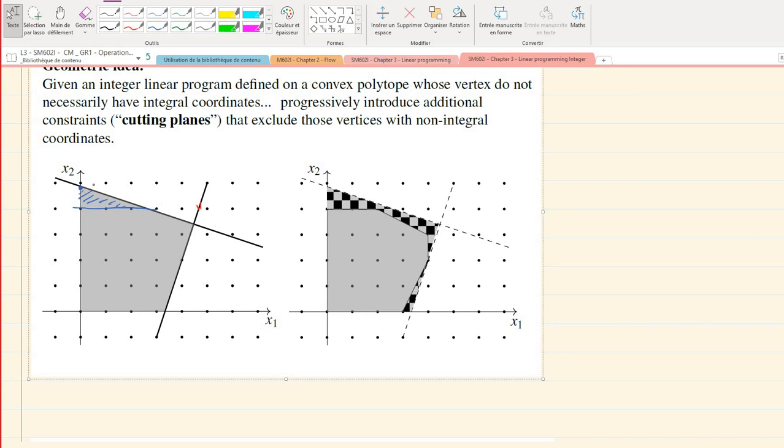They are the points whose abscissa and ordinate are integer numbers. So they are the points that are highlighted here. See these points.